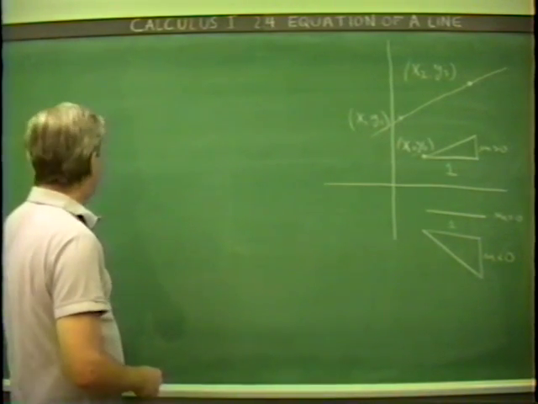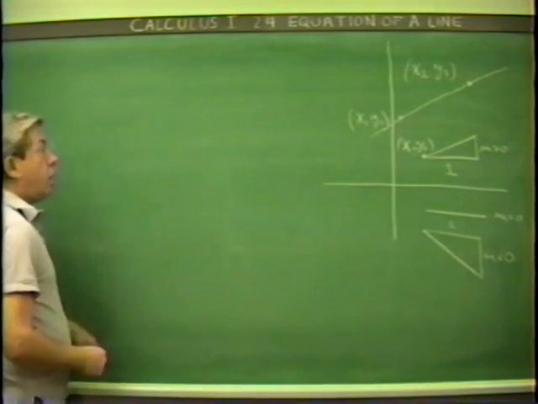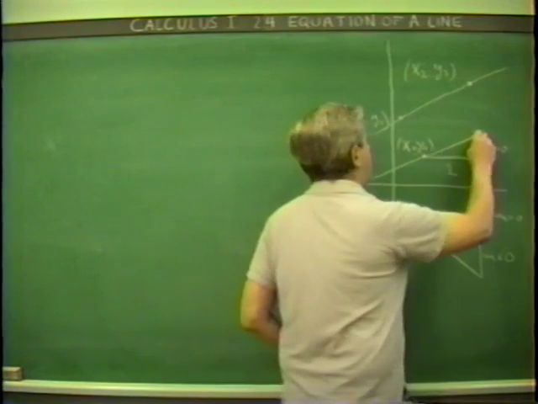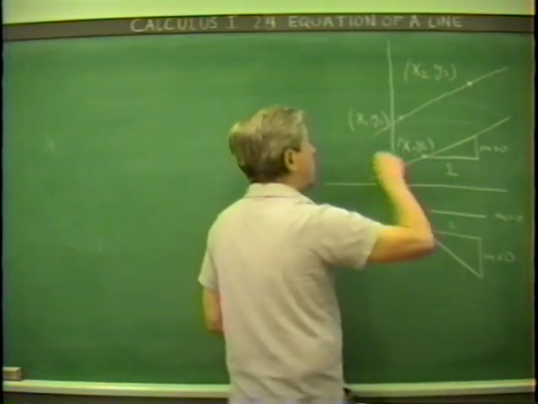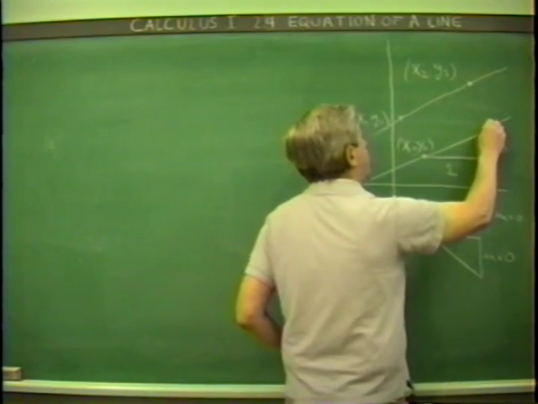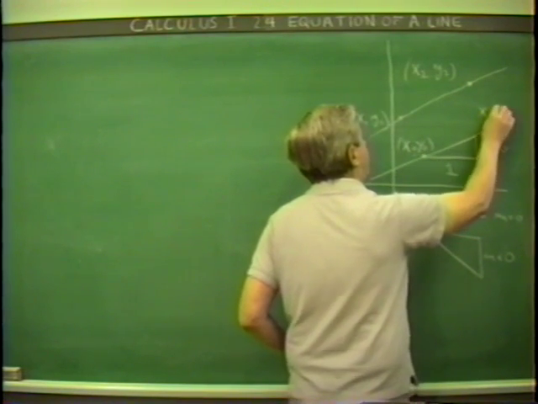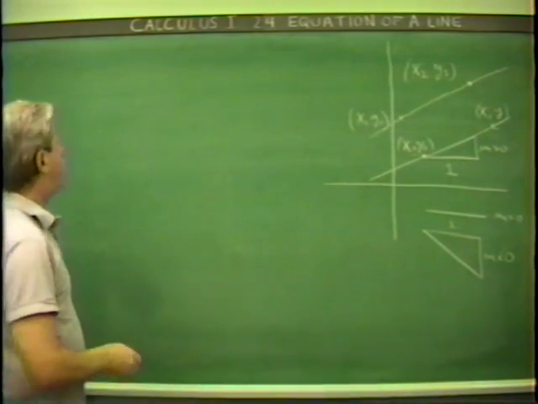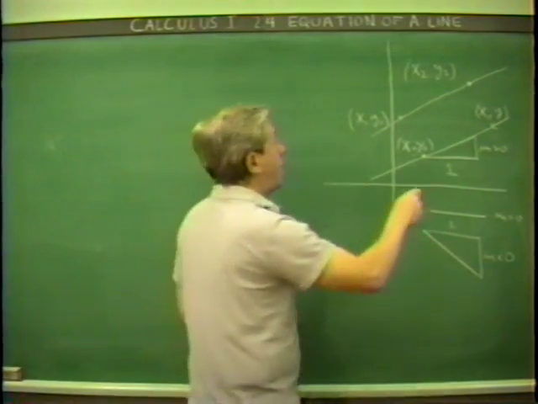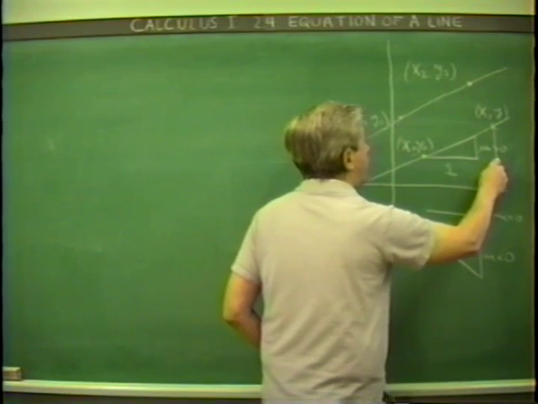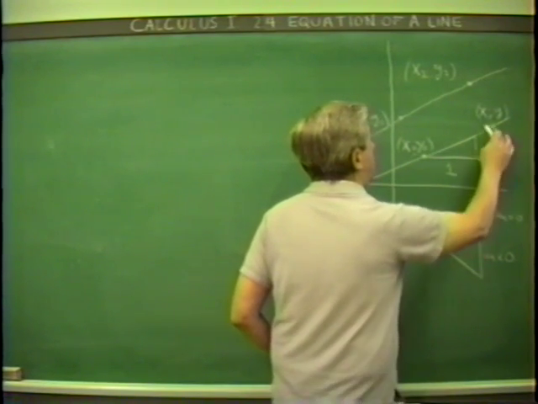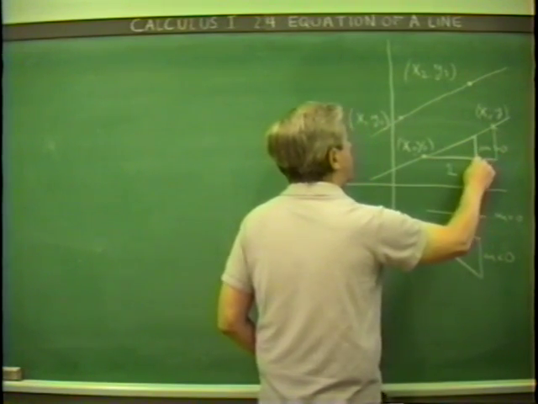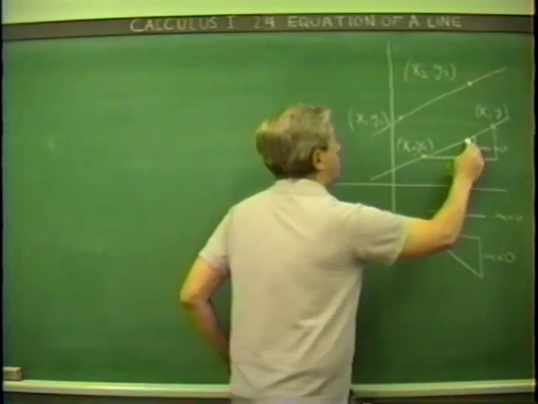Now, given a point and a slope, a unique line is determined by the point and the slope. And the way to determine the equation of this is to consider a general point xy on the line. What does xy have to do to get on the line? Well, this triangle right here, determined by xy, must be similar to the triangle right here.